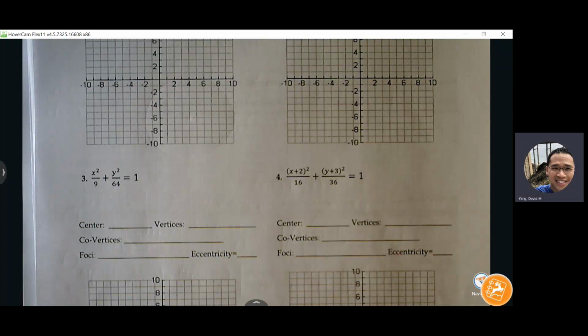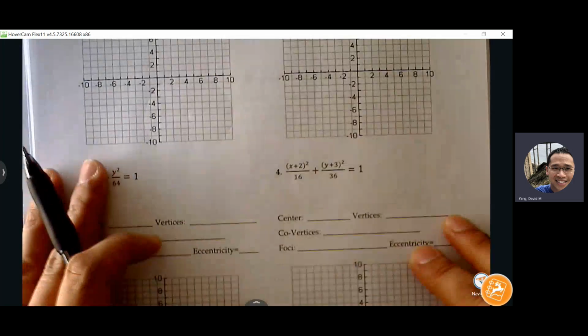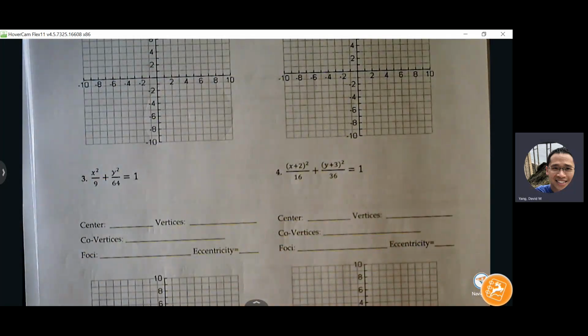Okay, let's do one more, and then I'd like to get started with day 2. And really, day 2 is just having to deal with completing the square and getting from general form to standard form, which you've already gotten a lot of practice with parabolas and circles, so it shouldn't feel all that different.